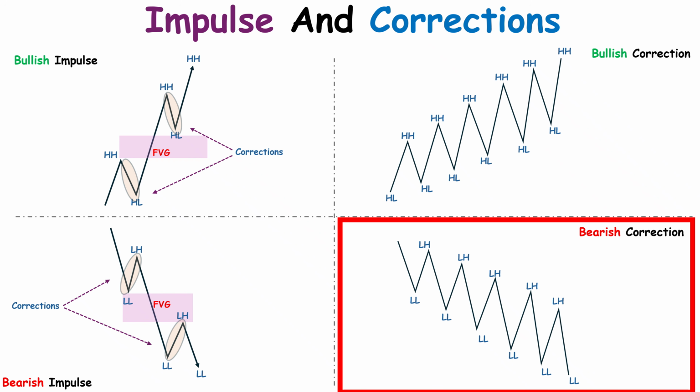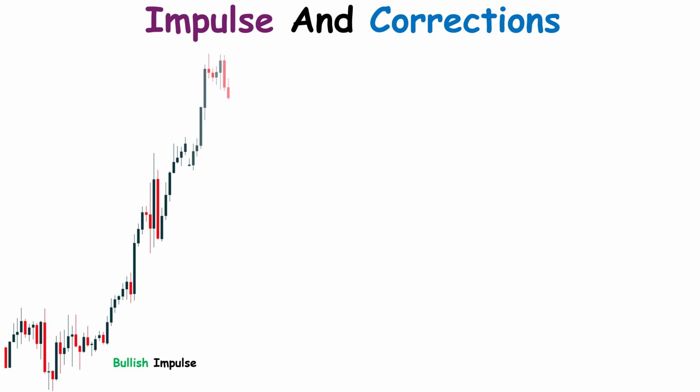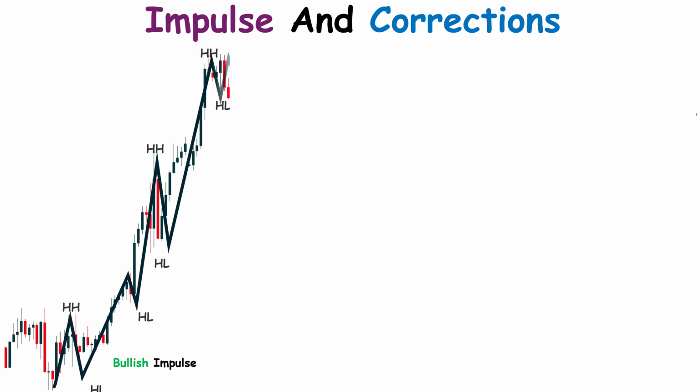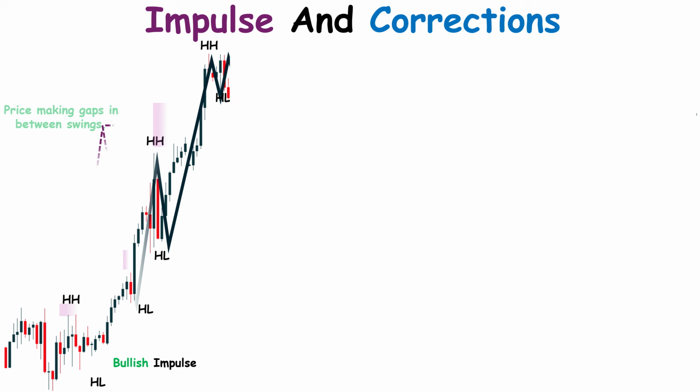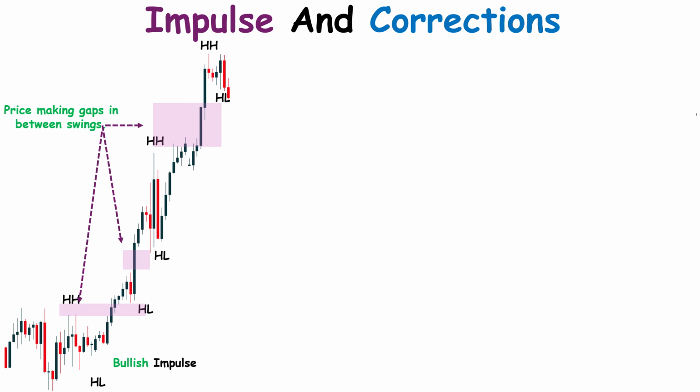These micro corrections are important. Why? Because they often offer perfect entry zones for traders who understand structure. And now, let's switch to a real chart so you can see it all in action. We start with a clean, bullish trend. Price is making higher highs and higher lows. There's no price overlap. Each pullback creates a new leg. And we can even spot fair value gaps forming between swings. That's a clear sign of an impulsive move.